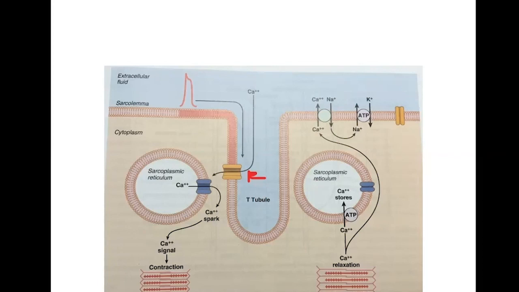Now, once the calcium leaves the SR and you have the calcium from the extracellular fluid, that calcium will do exactly the same thing as in skeletal muscle. It will bind to the troponin, and this will cause the tropomyosin to move away from the blocking position, allowing the myosin heads to bind to the actin.